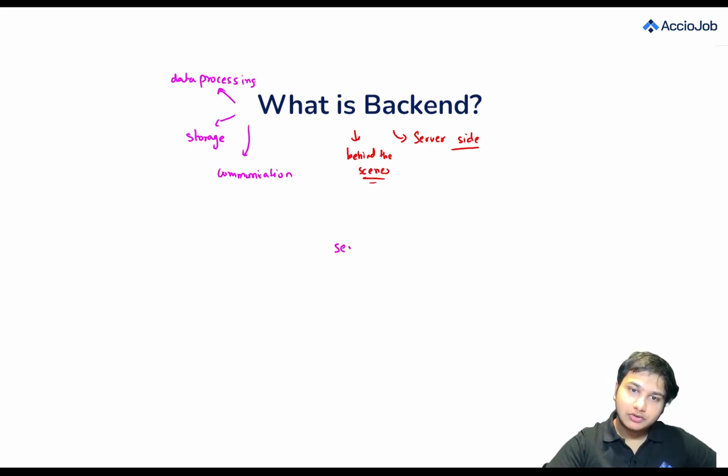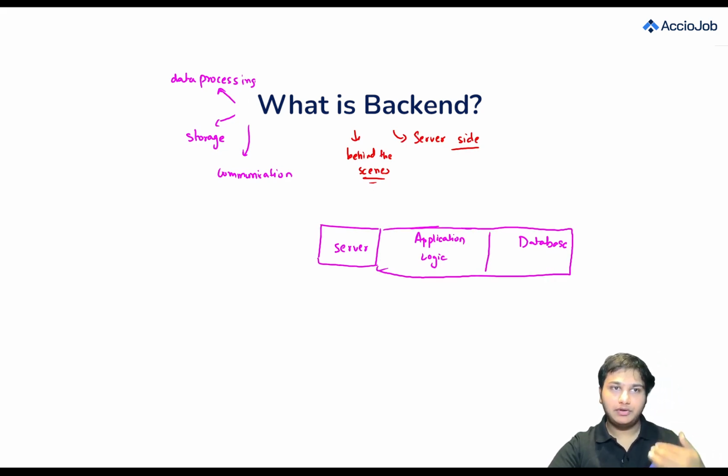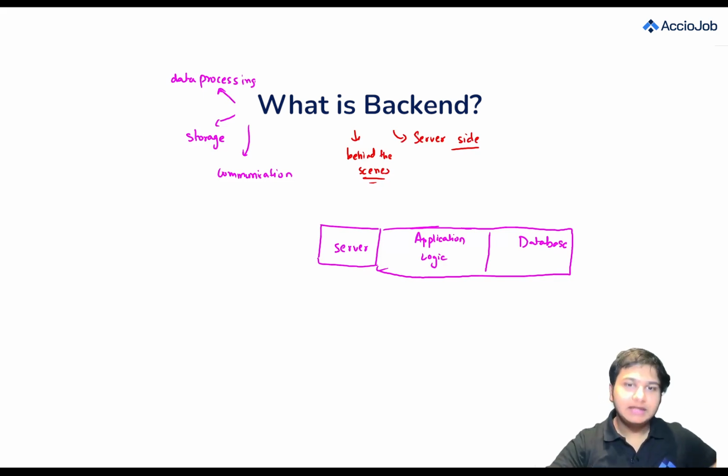The first component is called server. The second component is called application logic. And then we have the third component, which is database. So these are the three main components that we have under backend. This entire thing is referred to as backend. Let's understand what each of these components delivers. I told you that these are the three main components that will remain constant in any tech stack that you're using: server, application logic, and database.